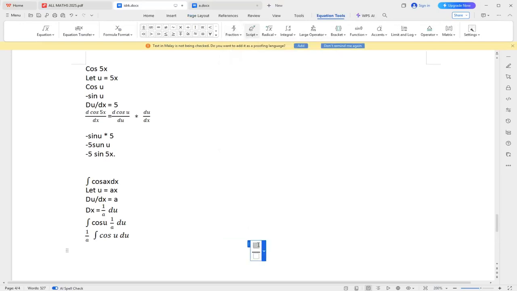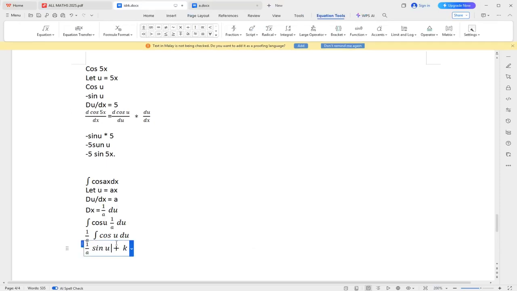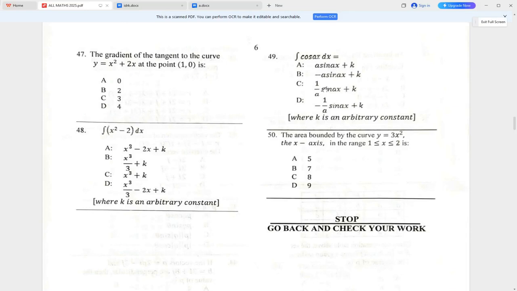So the final answer is equal to 1 on a sin u plus k, that's plus any constant k. And then we understand that u was equal to ax, so this gives us 1 on a sin ax plus k. And looking at the options, we have 1 on a sin ax plus k, which is C for question 49.